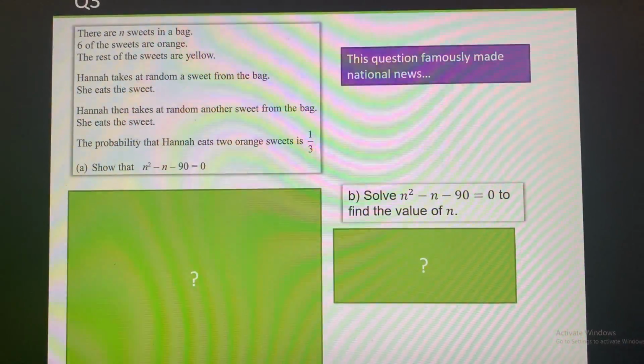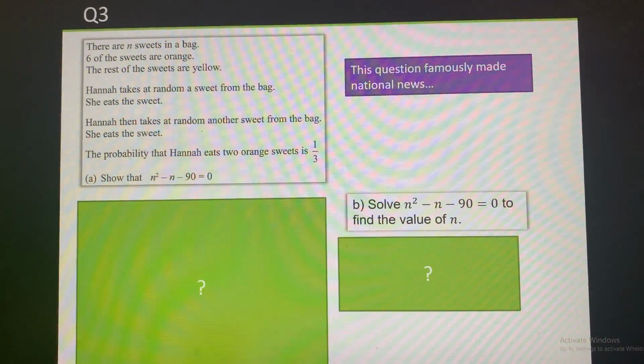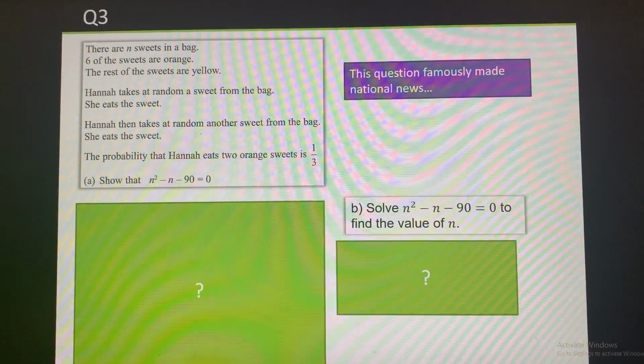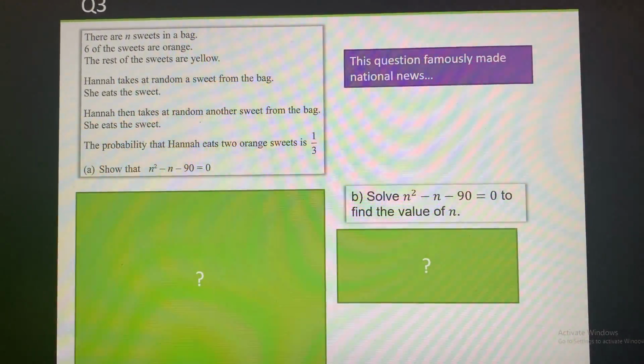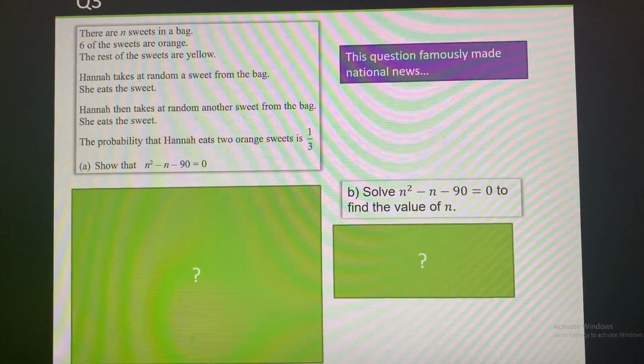With replacement, without replacement questions, with probability tree diagrams. Now, you may also be asked an algebraic probability question. Have a read of this and try to do it on your own.